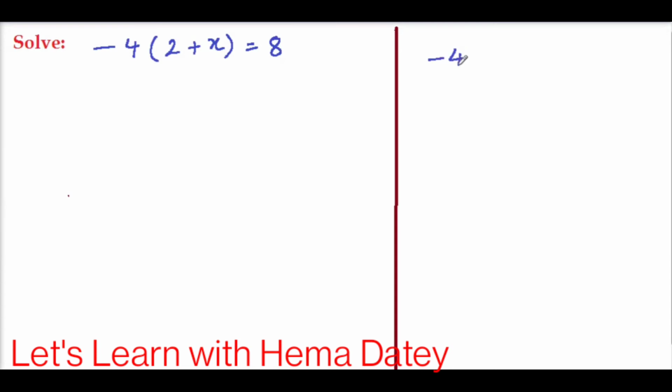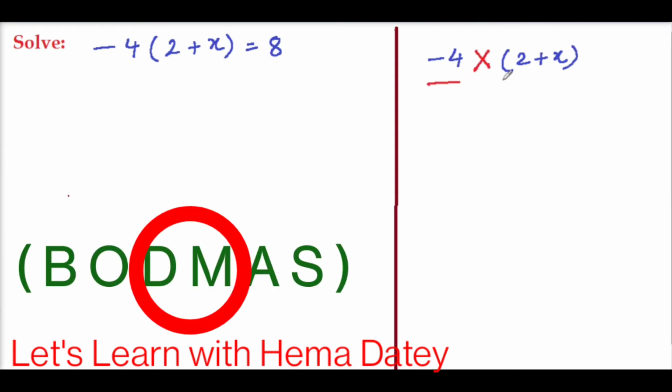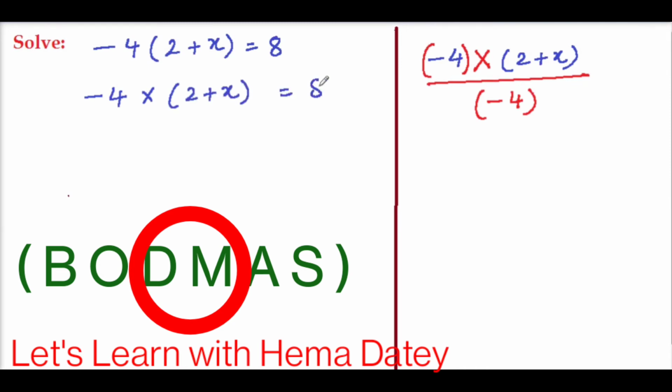Let's solve the next question. Minus 4 bracket 2 plus x equals 8. Minus 4 and bracket 2 plus x are connected with a multiplication operation. We can write minus 4 multiplied by 2 plus x. We will follow the reverse order of BODMAS to remove the operations. Bracket will be solved at the end. Let's copy down the question. Minus 4 multiplied by 2 plus x equals 8.